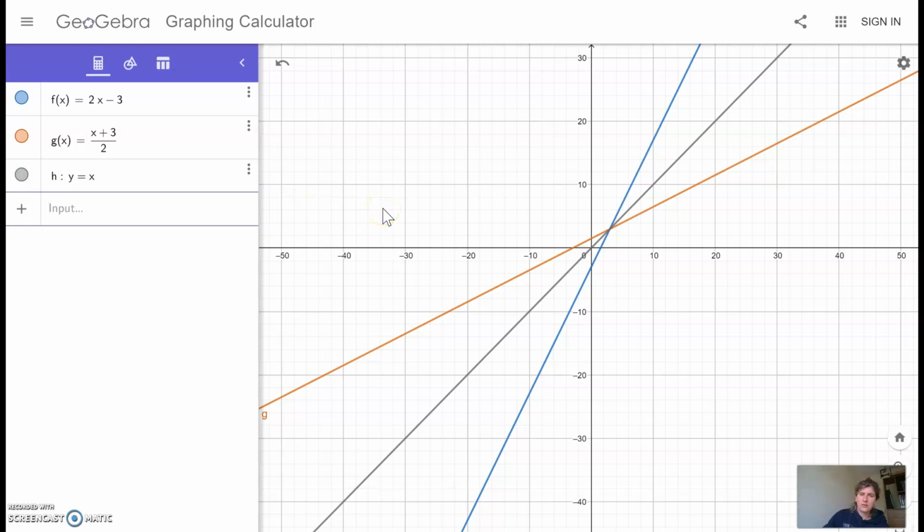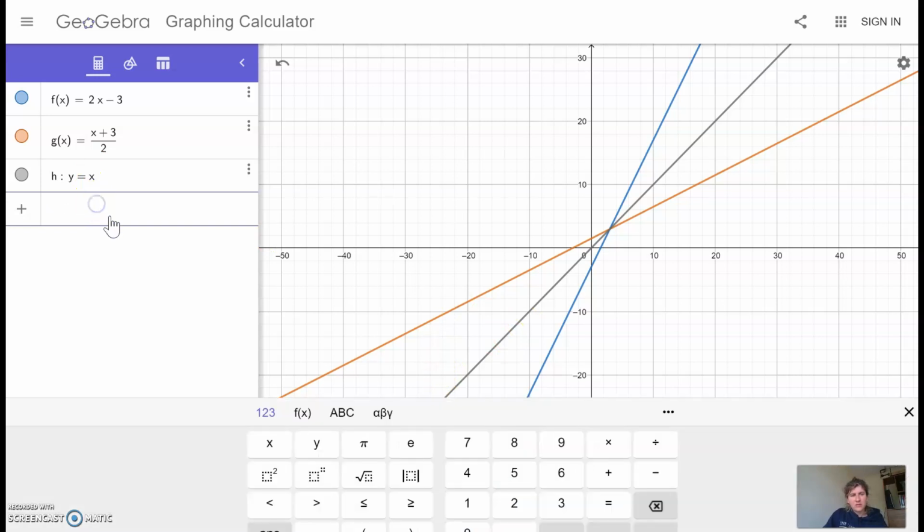Now hopefully what you can see is that the inverse function and the original function are symmetrical around that y equals x line. They're actually reflections of each other. So if you reflect that f of x over that y equals x line, you end up with the inverse, and that's a really important quality.